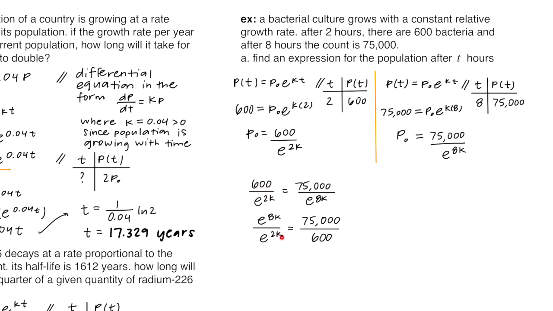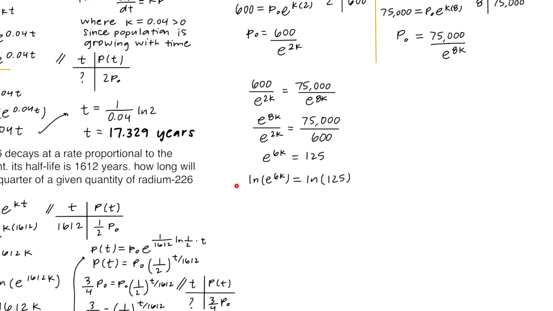So on this side we have e to the 8k divided by e to the 2k. We can simplify because they have the same base, so we'll subtract exponents and we'll get e to the 6k. And then over here on the right we end up getting 125. Next we're going to take the natural log of both sides. So at this point on the left this is going to simplify to just 6k. And then we're going to divide both sides by 6. And we get that k is equal to 1/6 natural log of 125.